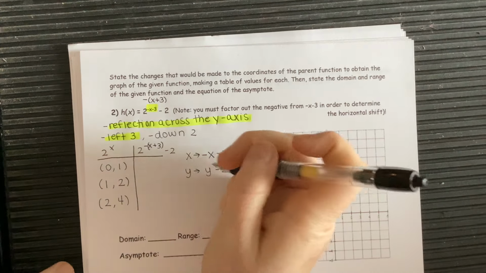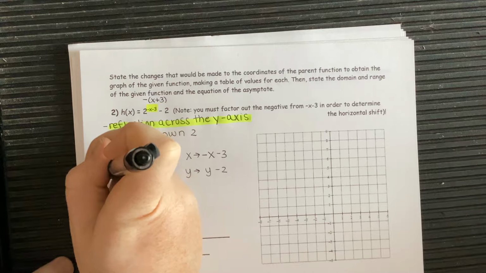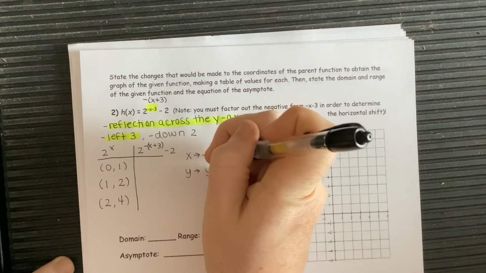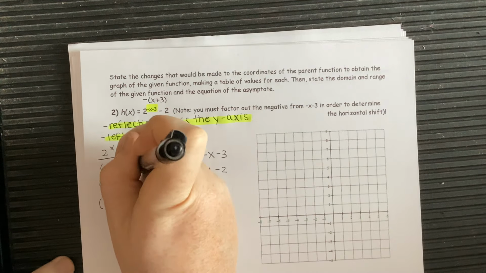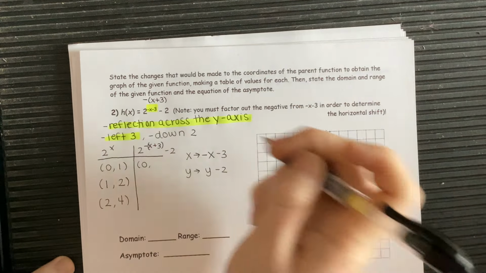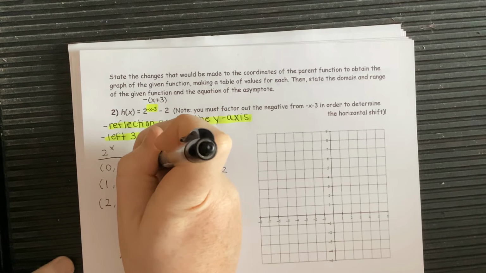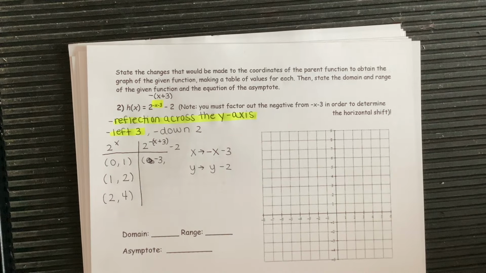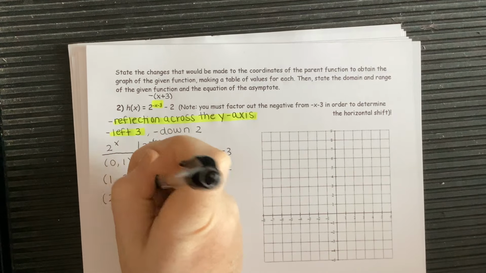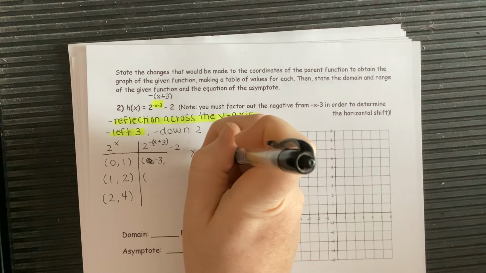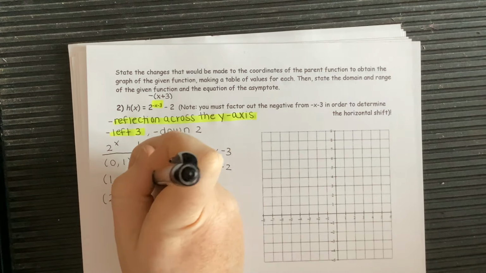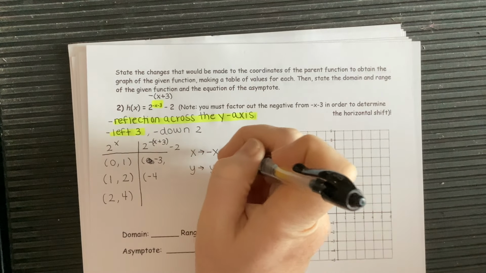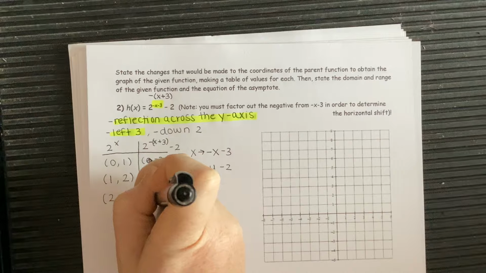So what is that going to look like? For our x values, my original x was 0. Negative 0 is still 0, but now I'm subtracting 3, so my new point is negative 3, comma, and I need to find my y value. Let's find all our x values first. Take 1 and plug it in here: negative 1 minus another 3 gives me negative 4. Take 2, plug it in here: negative 2 minus another 3 gives me negative 5.